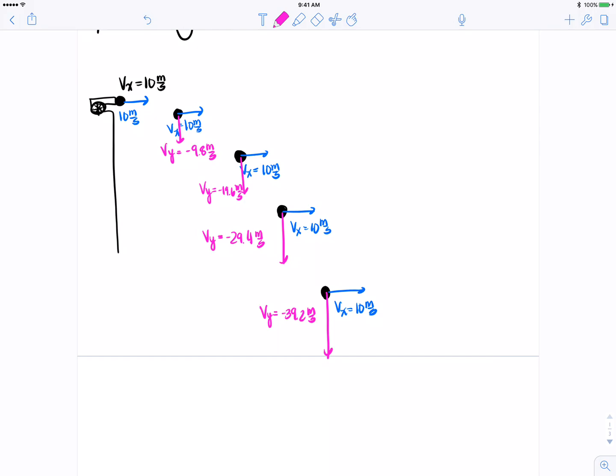So the important concept depicted in this is that the horizontal velocity remains constant during the course of the trajectory, and the vertical velocity changes by 9.8 meters per second every second.